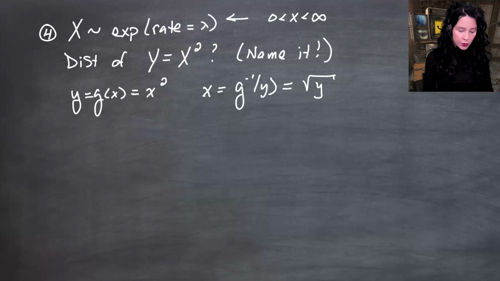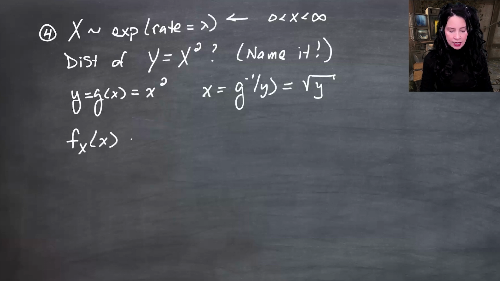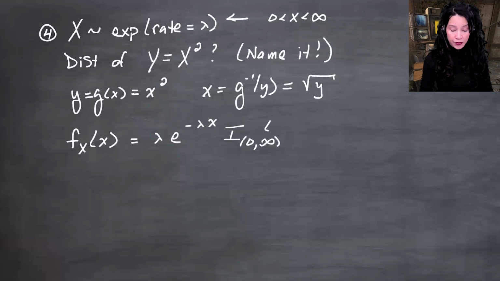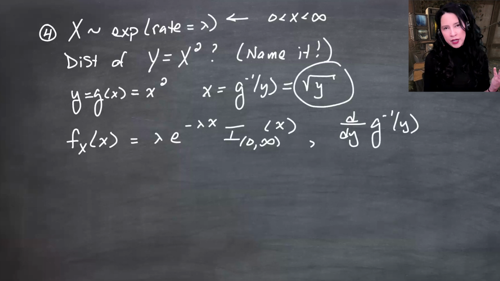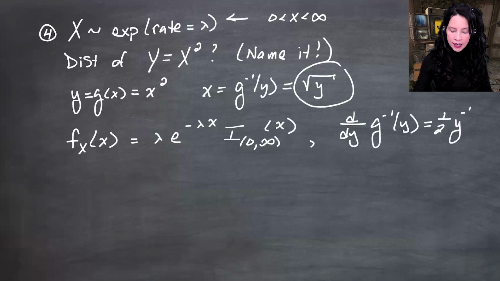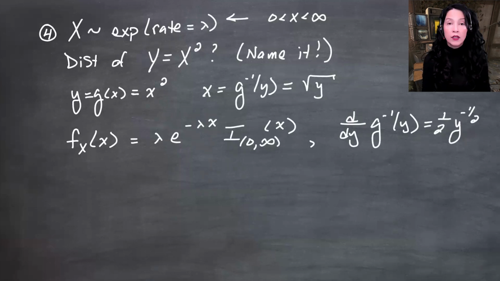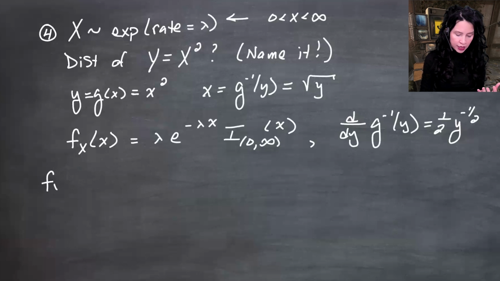But continuing with this one, I'm going to write out the PDF for x. This is lambda e to the minus lambda x, and an indicator that says that x takes on values from 0 to infinity. I'm also going to write out the derivative with respect to y of g inverse of y. So up here I've got basically y to the 1/2, and when I take that derivative, I get 1/2 y to the negative 1/2. Okay, so we have a formula for the PDF for y in terms of the PDF for x.